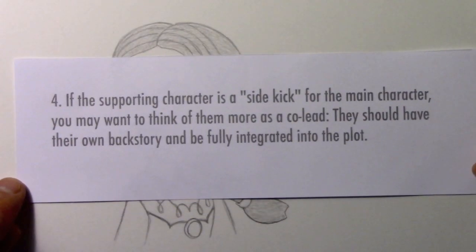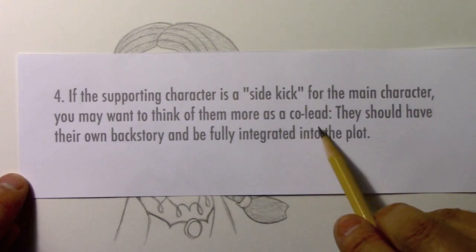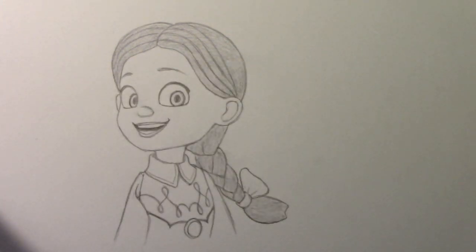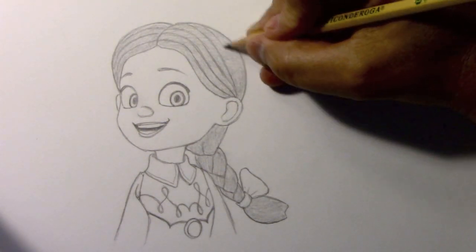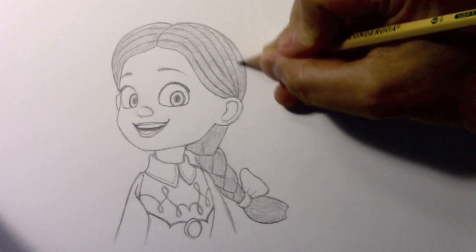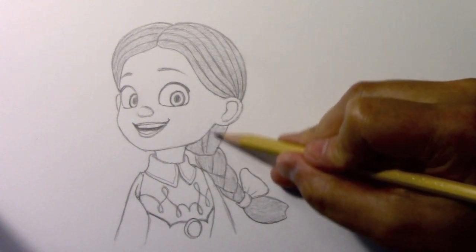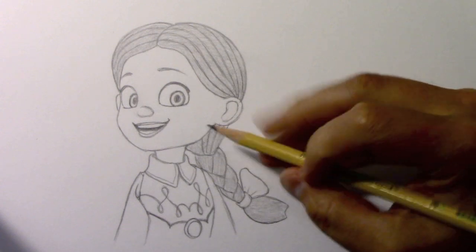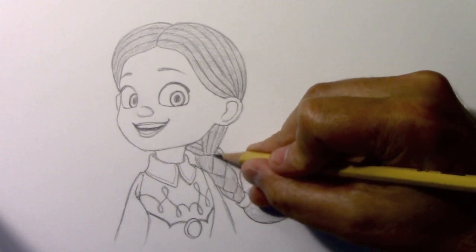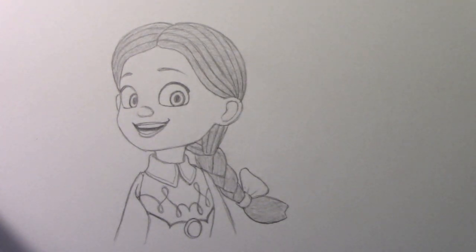If the supporting character is a sidekick for the main character, you may want to think of them more as a co-lead. They should have their own backstory and be fully integrated into the plot. So yeah, the idea of a sidekick character, I think, is an elevated form of supporting character, and they have to be treated with more, I don't want to say more respect, but you have to just give them more to do. You have to really weave them into the story. I think, in my case, as an example, I would say Brody's Ghost. Hang on a second, I'll show who I'm talking about here.